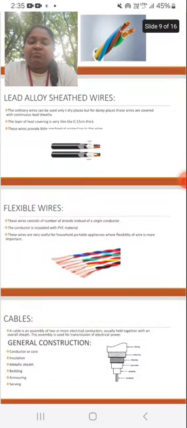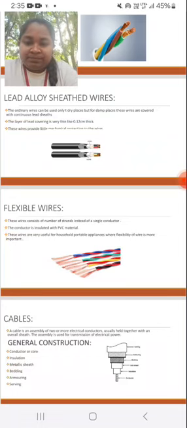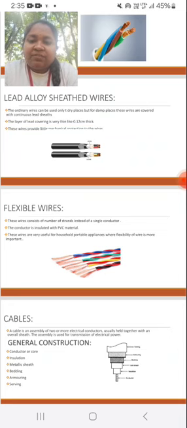Next type of wire is flexible wires. These wires consist of a number of strands instead of a single conductor. The conductor is insulated with PVC material. These wires are very useful for household appliances where flexibility is more important.